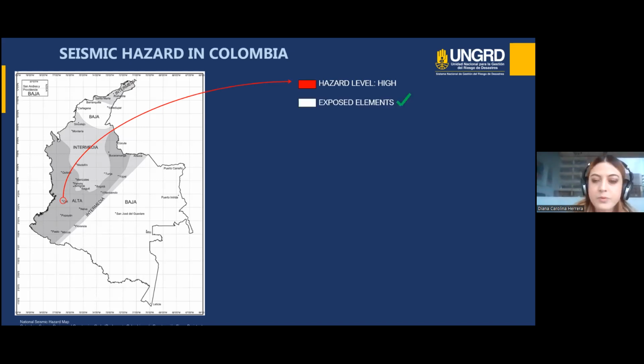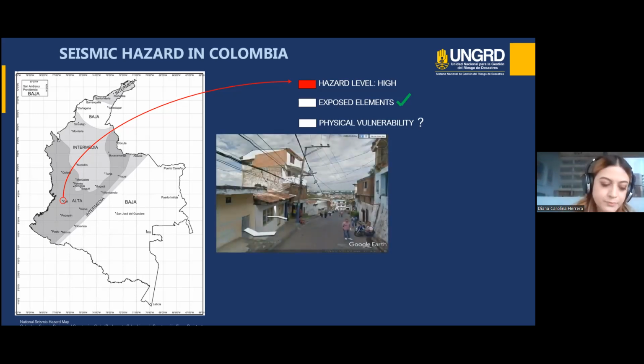Likewise, there are exposed elements like people, housing, schools, hospitals, and these infrastructure components may be affected during the occurrence of an earthquake. However, it is important to ask what happens with the physical vulnerability of these exposed elements.